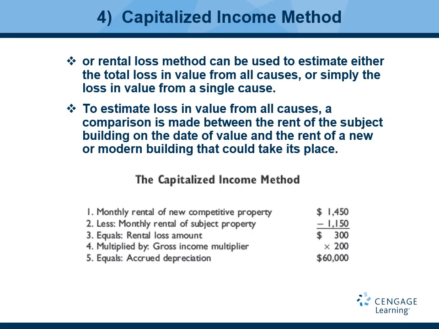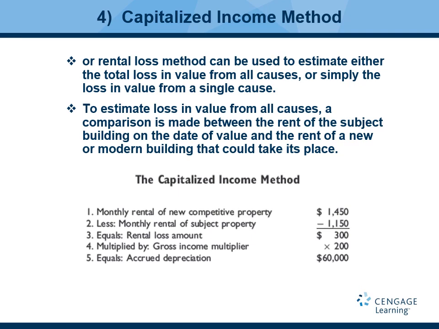The capitalized income method is used with income producing properties. And we're going to talk a lot more about the income approach, obviously, when we get to chapters 13 and 14. But it's also referred to as the rental loss method. So what they're doing here is they're trying to estimate a loss in value, and where is that loss in value coming from? Is there a single cause that is causing it? Is it from several different causes? Is there a reason why we are getting a decrease in value on a particular property? Is it because of the age? Is it because of the location? Is it because of the building itself? So there's lots of different issues that you look at here.